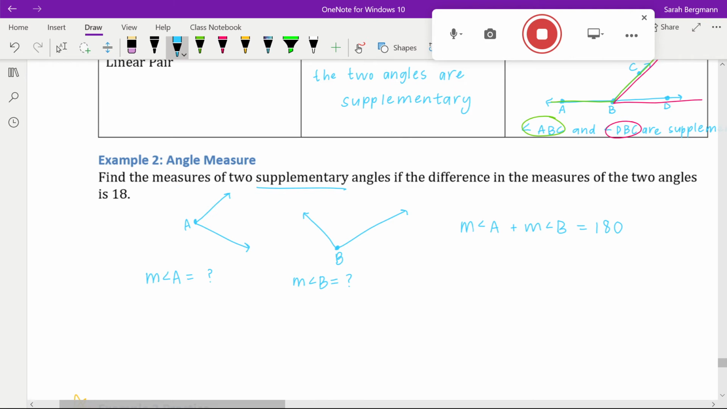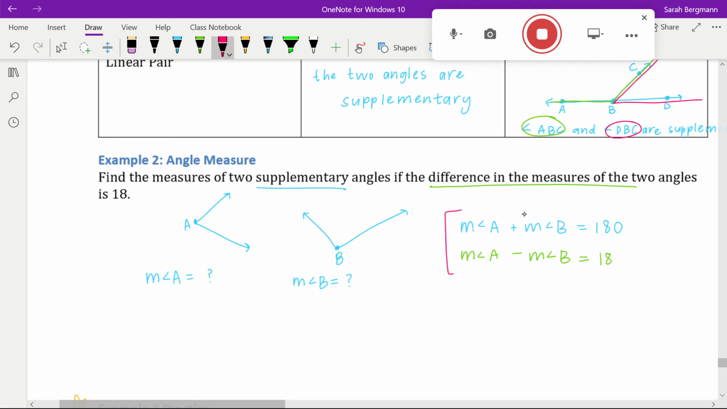Since there are two variables, I need two equations. Lucky for me, I see that I have another piece of information. It says that the difference in the measures of the two angles is 18. Difference means subtraction. It does not matter which angle you subtract from which because we don't know which angle is larger. Clearly, if we write our equation like this, angle A is the larger angle, but it really doesn't matter. You could do A minus B or B minus A. Now that we have a system of equations, you need to use your algebra to be able to solve it.